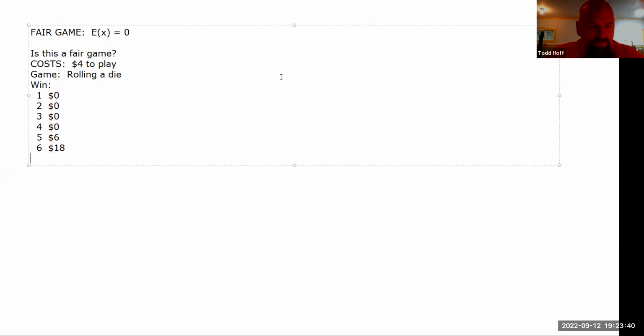So you roll a 1 through a 4, you get nothing. You've lost your $4 and you're done. You roll a 5, you get $6 back, so you're $2 ahead. You roll a 6, you get $18 back. So what we're going to do is multiply the probability of each of these times the expected winning. The X value here is the value on the die. Each one of them has a probability of 1/6.